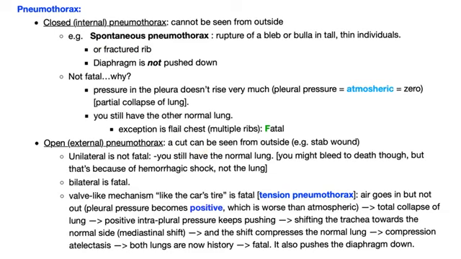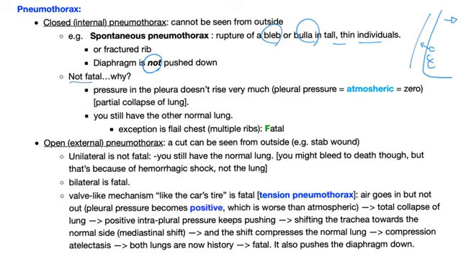It's like spontaneous pneumothorax. What do you mean? I mean rupture of some blebs or bulla in a tall, thin individual. So let's say a very tall individual. Here's the lung, and some bulla like this in the lung, and they rupture into the pleural cavity. This is spontaneous pneumothorax. It's okay, it's not an emergency. The diaphragm is not pushed down. This is different from tension pneumothorax. Also, the mediastinum in cases of spontaneous pneumothorax is not pushed to the opposite side.